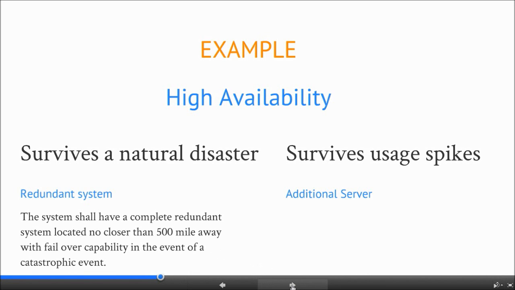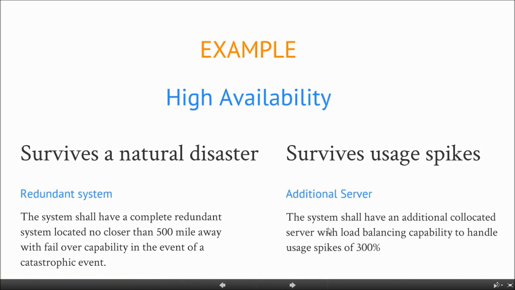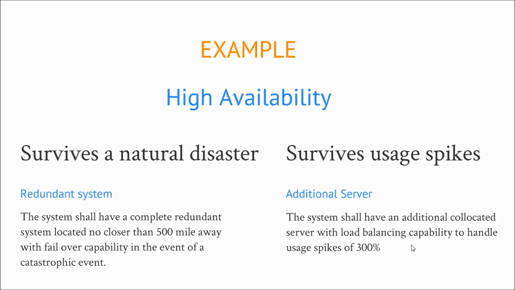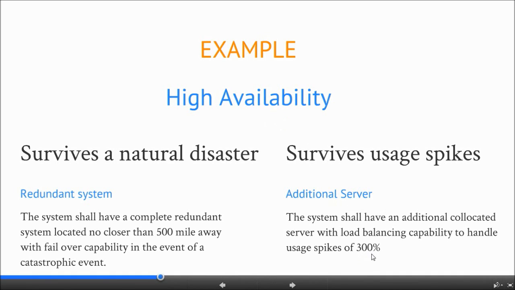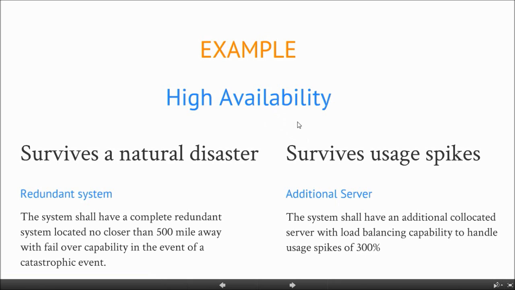Under additional usage spikes, we have an additional server, and the requirement might read, there are many ways to write it, the system shall have an additional co-located server with load balancing capability to handle usage spikes of 300%. So now we've moved from non-measurable to measurable, something that's moving from nebulous to not so nebulous, something that means a little bit more.